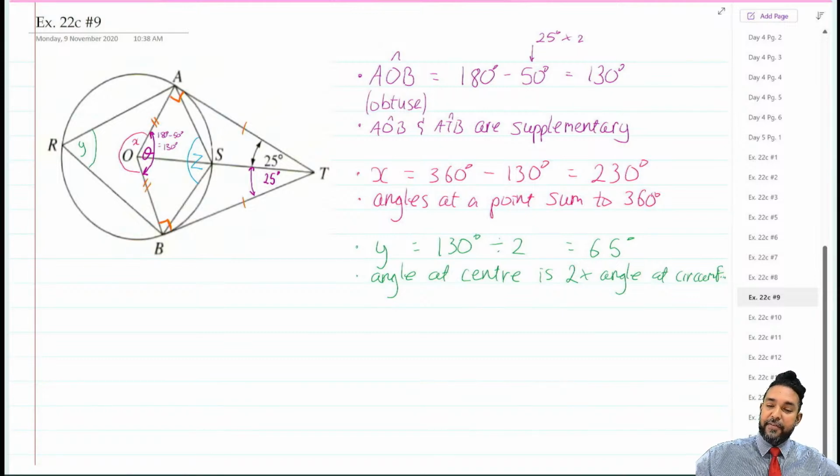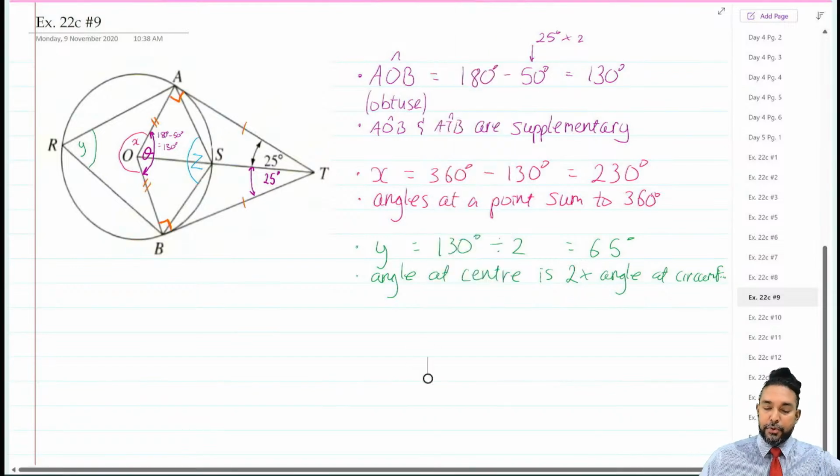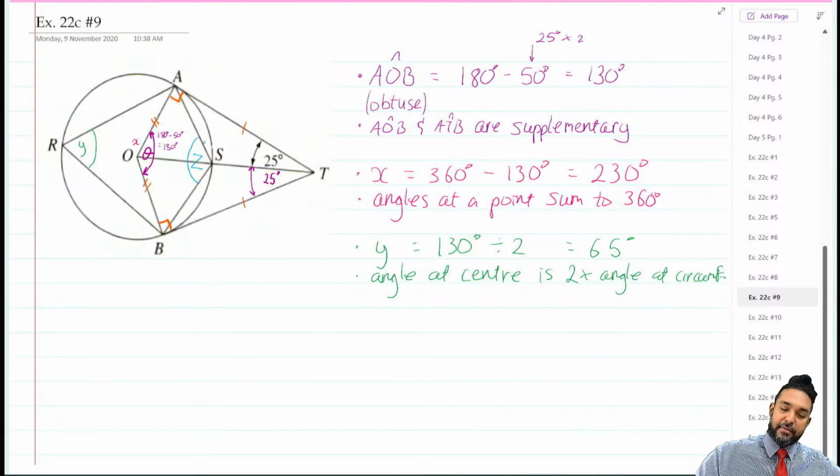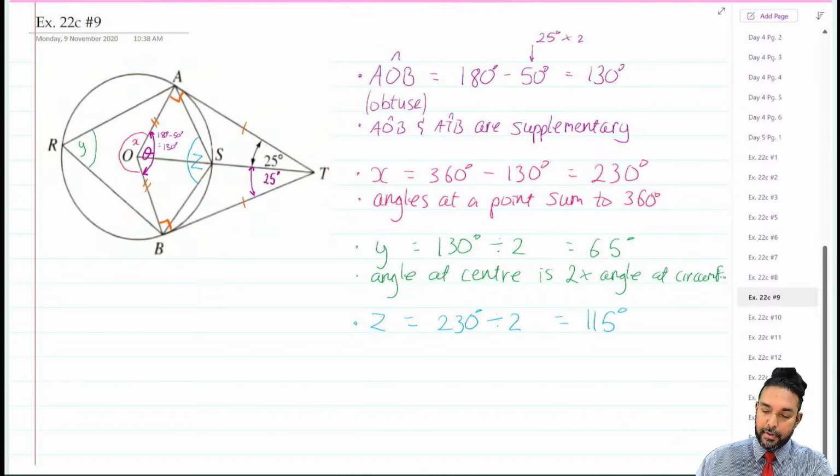Right, now to find z, we have 2 ways we could, well, I'm pretty sure we have more than 2, but we have 2 ways that are very simple to use. So first things first, we could use the same rule with the green and use that x. X is 2 times z, because x is the angle at the center. So to find z, we could say 230 divided by 2, which is 115 degrees, right? Same. So I'll just put same rule as above.